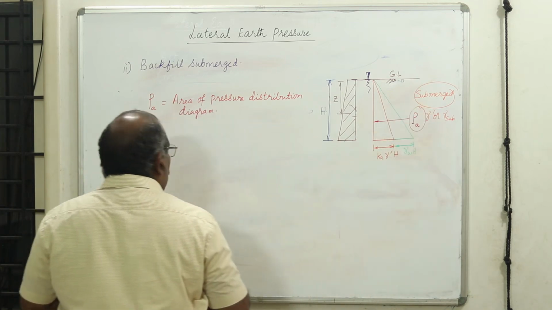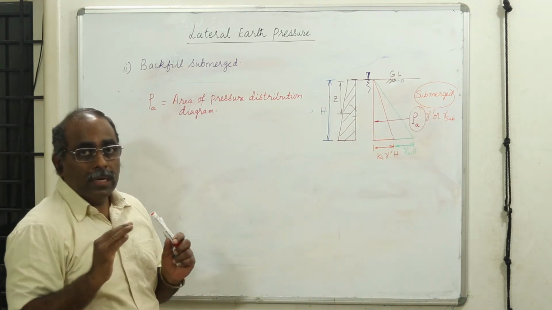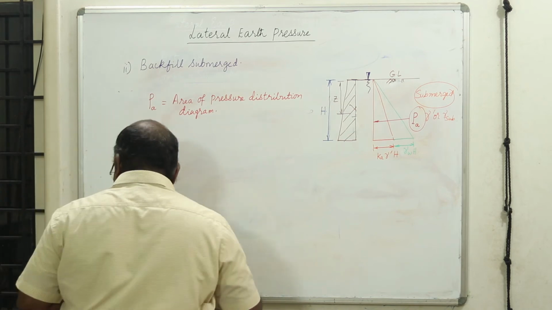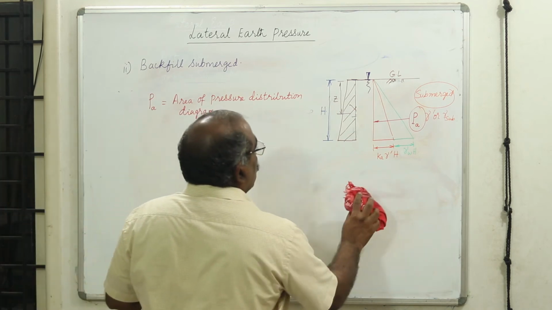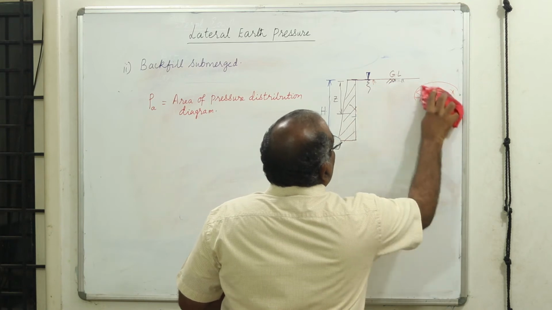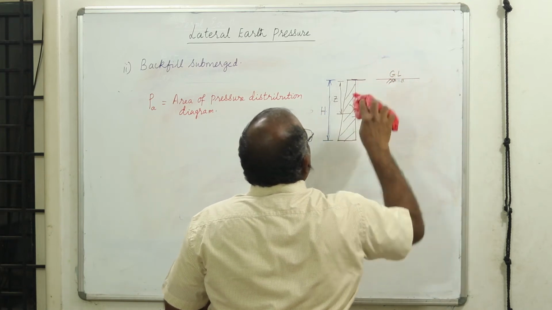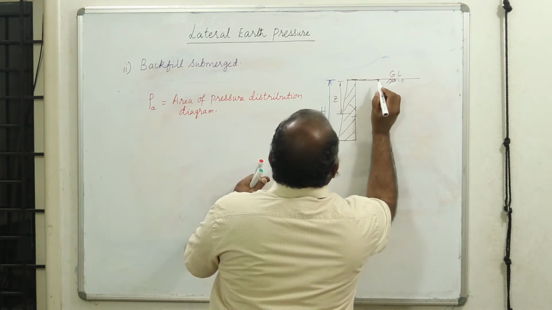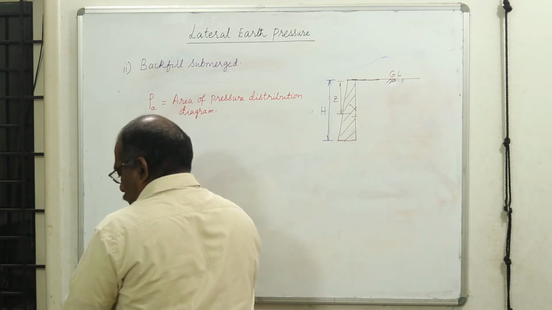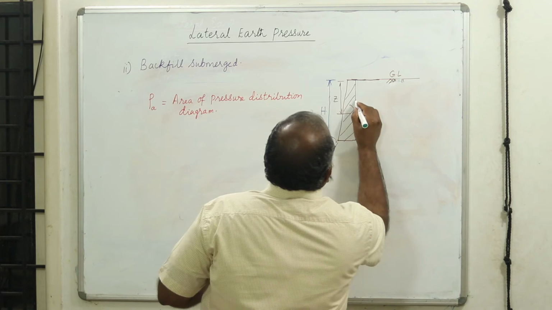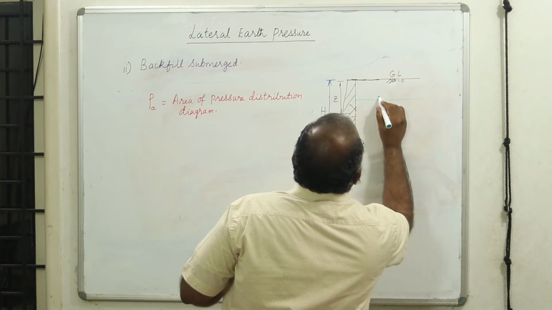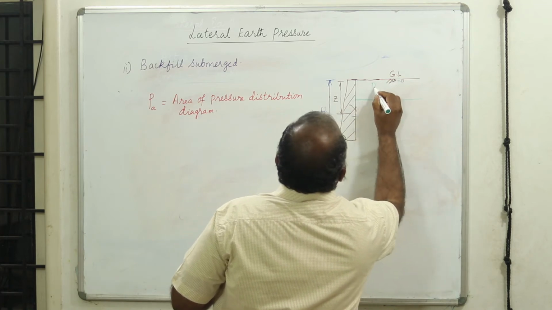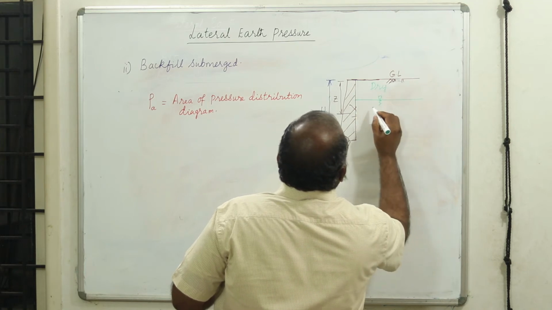Now, in case it is not completely submerged, it is partly submerged, then what do I need to do? Let us say I got a condition like this. Now we have got a water table at this level. This is the water table. This is dry. This is submerged.